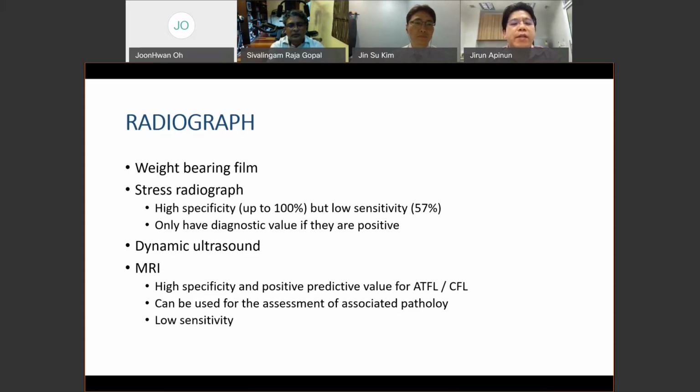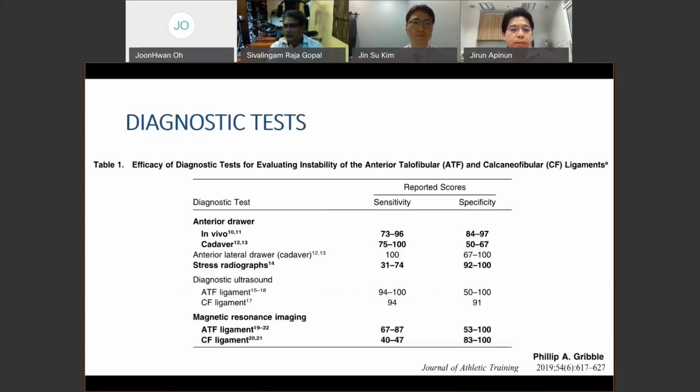The MRI has high specificity and a positive predictive value for the ligamentous lesion, and it can be used for the assessment of associated pathology. However, MRI has low sensitivity. Next slide, please. Okay, this shows the diagnostic test, where you can see that from clinical examination, the sensitivity and specificity are around 70 to 80%, so usually we diagnose from clinical examination, and then we use MRI or other investigations to confirm it. Okay, next slide, please.